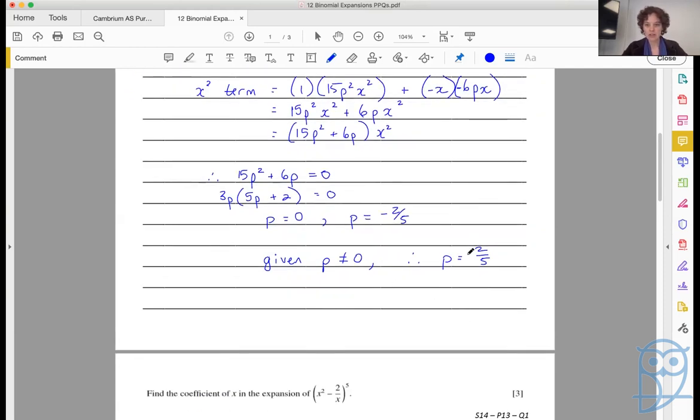Really, my signs are just shocking today and nobody's shouting. p is minus 2/5. I hope that doesn't mean you're all just sleeping in the background.